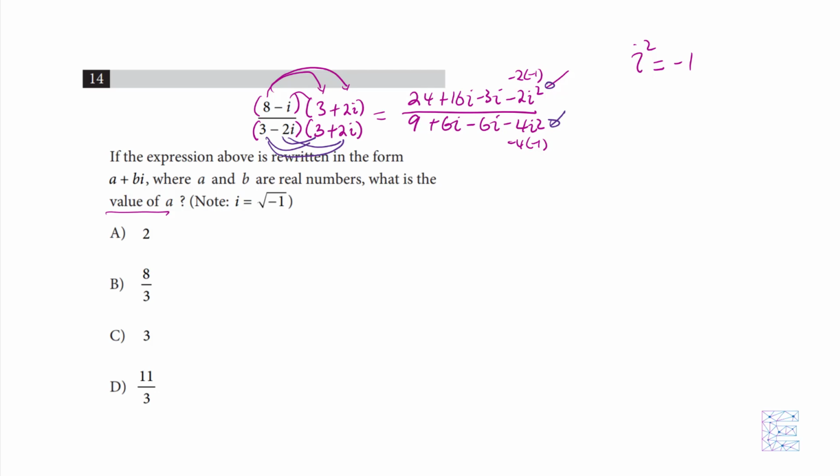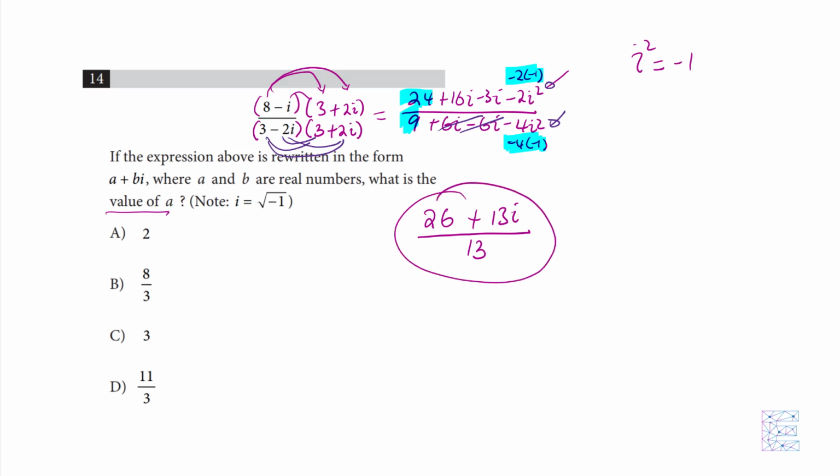So let's clean this up a little bit. On the numerator we have 24 and then positive 2, because negative 2 times negative 1 is positive 2. So that becomes 26 plus, we have more like terms, 16i minus 3i is 13i. And that finishes the numerator, so now we work on the denominator. Thankfully for the denominator, the 6i minus 6i cancels out. So we are left with the 9 plus 4, because negative 4 times negative 1 is positive 4, and 9 plus 4 is 13.